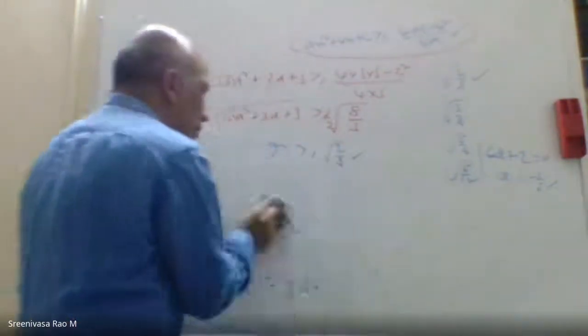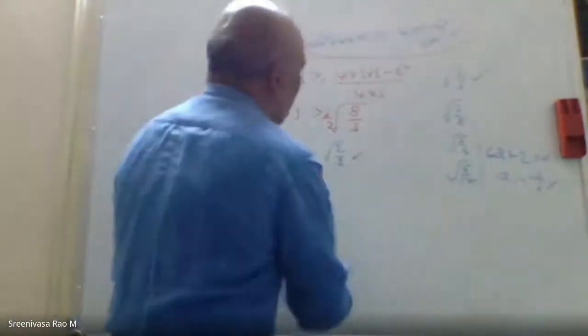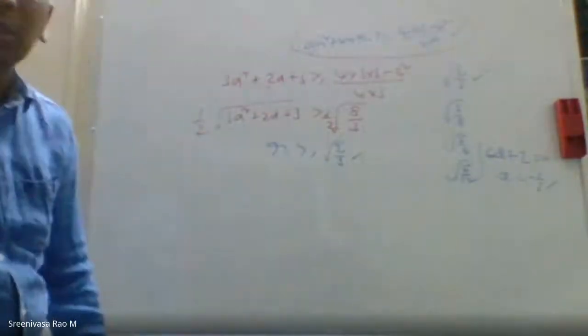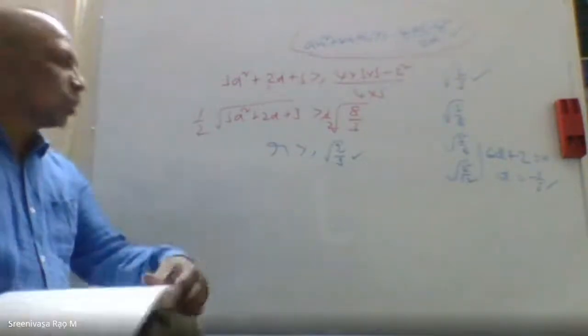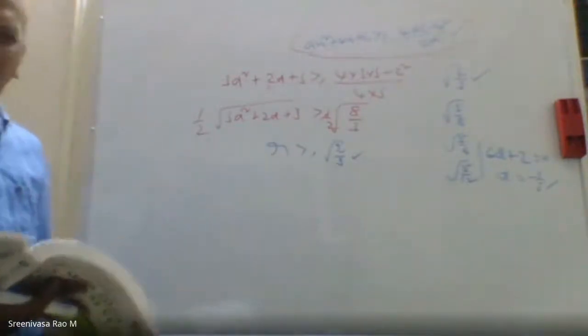I think you understood this problem, right? Is this clear? Do you have any doubt? You can ask me now. This is clear, right? So we can write root of 2 by 3. Radius is root of 2 by 3.